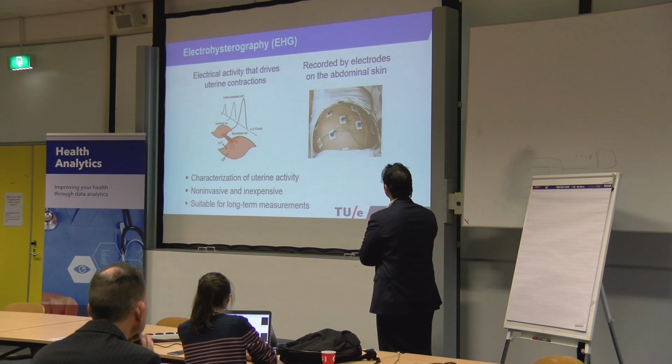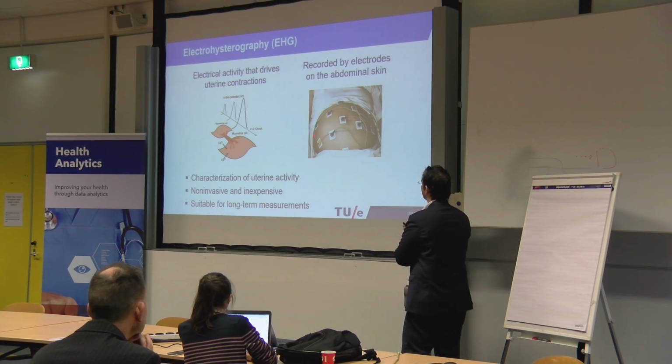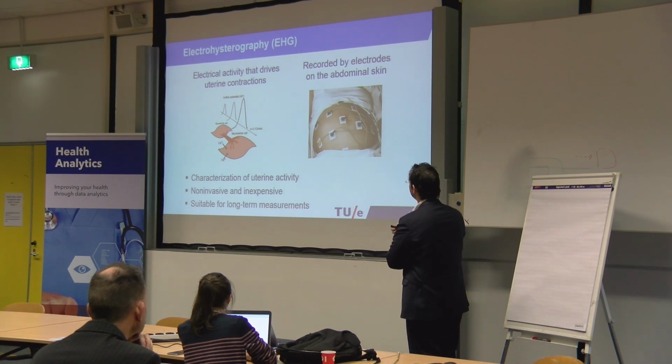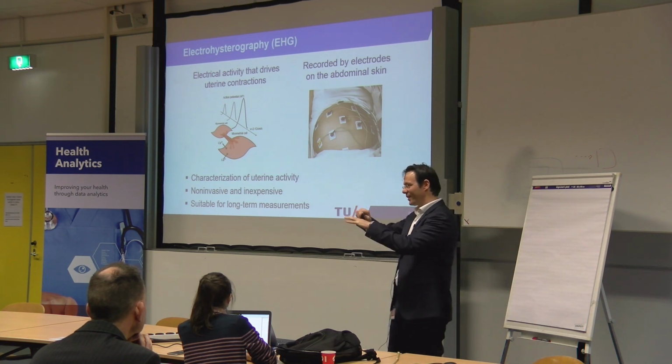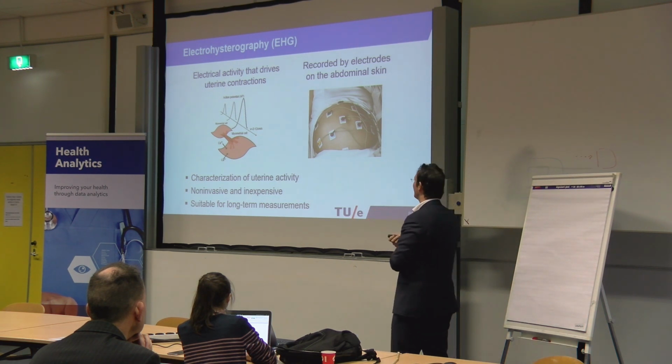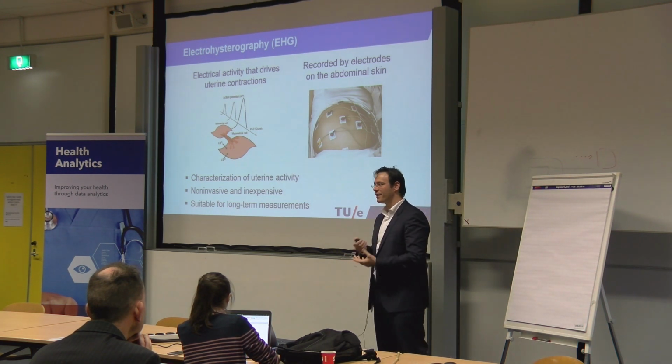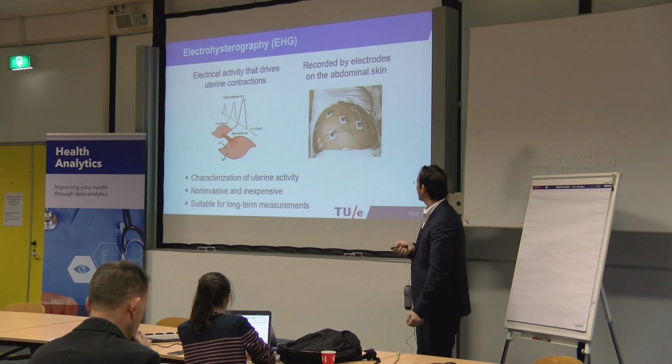So what we will do is to place, so this is an example, we distribute electrodes on the abdomen. There are now a bit more fancier, let's say, solutions with a single patch that contains a few electrodes by which the electrical activity of the myometrium can be measured.